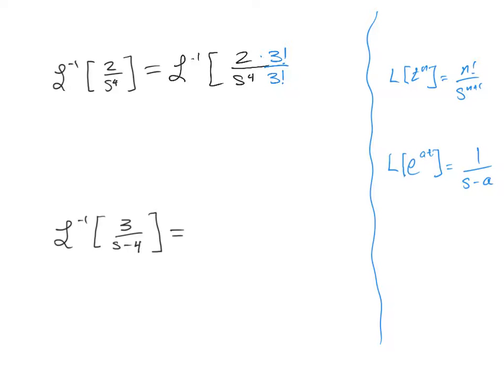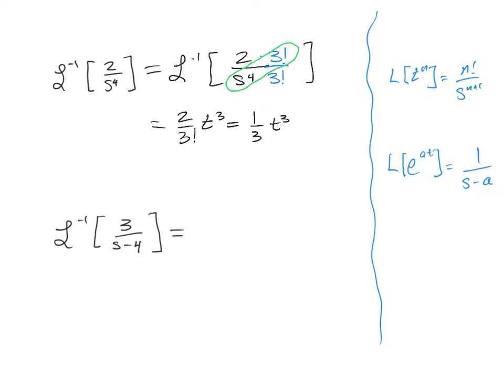And the idea is that we now can look at this 3 factorial over s to the fourth as the Laplace transform of our t to the third power. So when we take this inverse transform, we're still going to have our 2 over 3 factorial in front, and then when we take the inverse Laplace transform, we will have t cubed. And of course, 2 over 3 factorial is 2 over 6, which is going to be a 1/3 t to the third power.